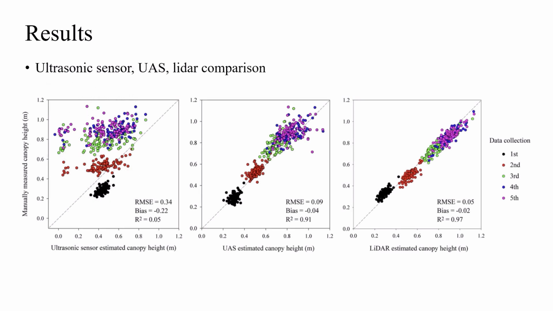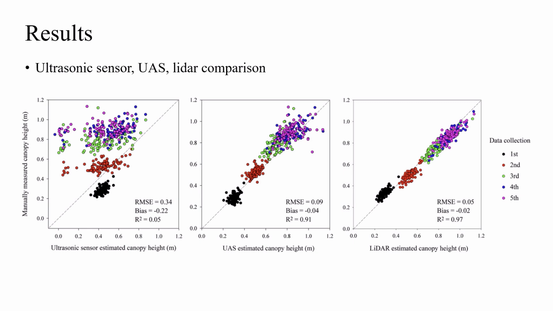This figure shows the correlations between the manual measurements and the estimations from ultrasonic sensor, LiDAR and UAS across all 5 data collection sessions, based on the optimal point height and pixel height percentiles as mentioned previously. LiDAR achieved the best overall performance with a 0.05 meter RMSE, a negative 0.02 meter bias, and a 0.97 R-squared.